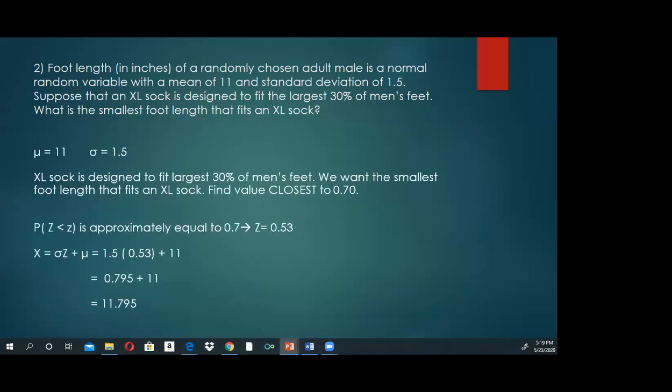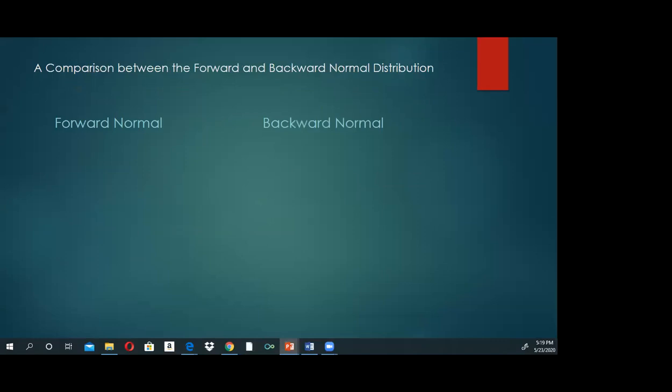And then you just plug in the values into your formula and you get your answer. All right, so this is a comparison between the forward and backward normal distribution.